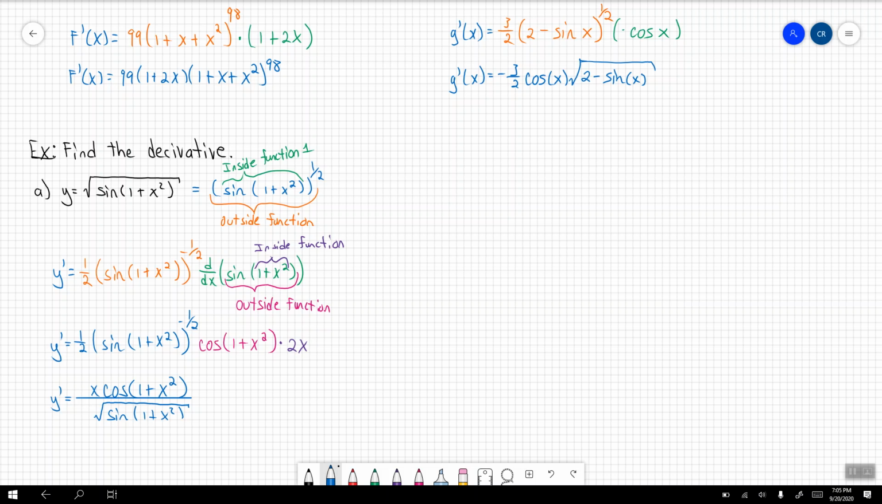Again, when you're working with the chain rule, it is important to always account for all of the function compositions that are taking place. Let's look at another one. Let's look at part B.